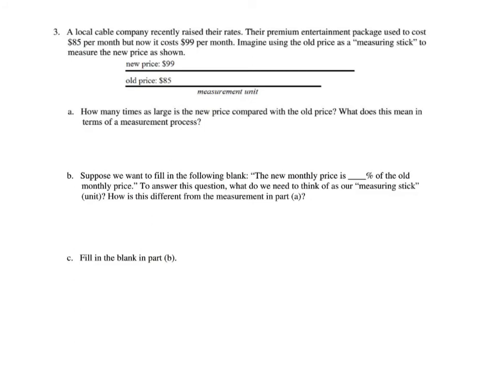Question 3 asks us to consider how many times as large the value of one quantity is when compared to the value of another quantity. We can answer question 3 by reasoning in a number of ways. One way of reasoning that will prove very useful as we continue to move forward is to consider what number we must multiply the value of one quantity by in order to determine the value of another quantity.